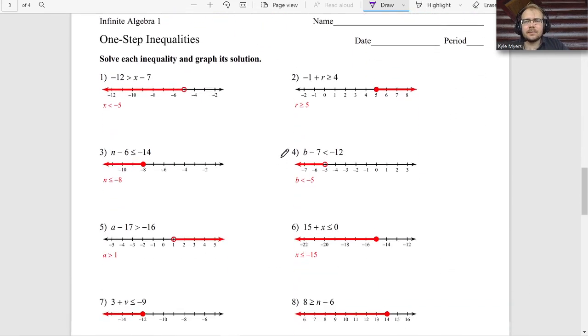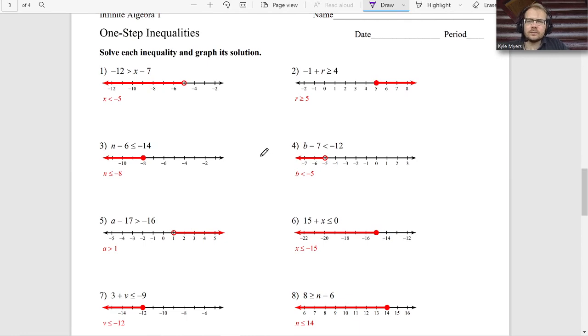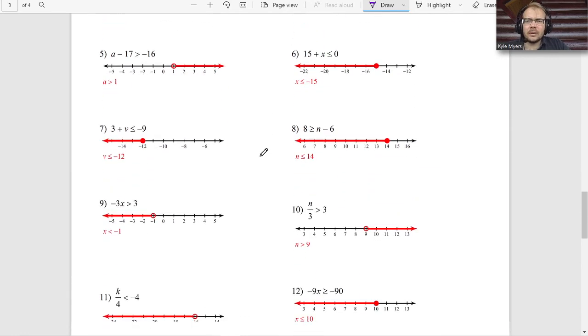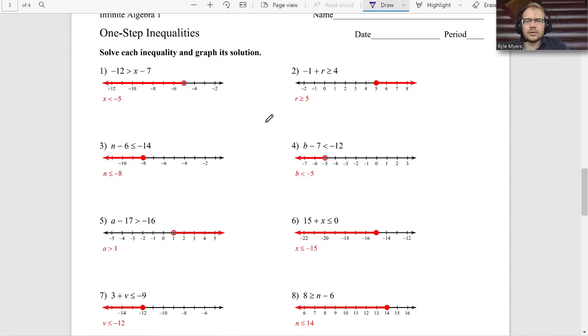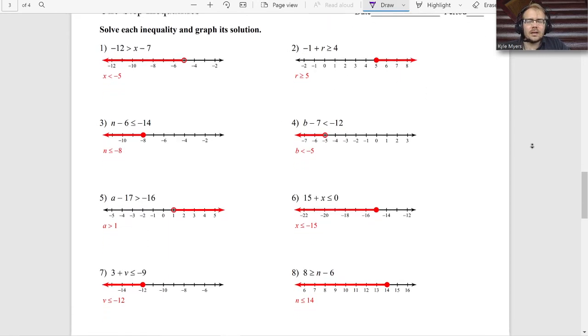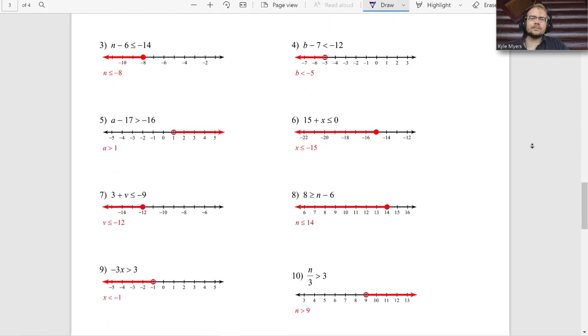Here's the answers, in case you didn't already look them up. And again, if I mess something up, let me know. Oh, sorry, it was auto-scrolling. Let's do this. Aha. Okay, so here's the answers.